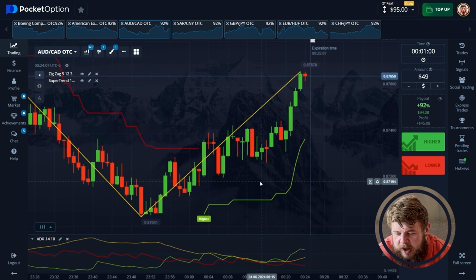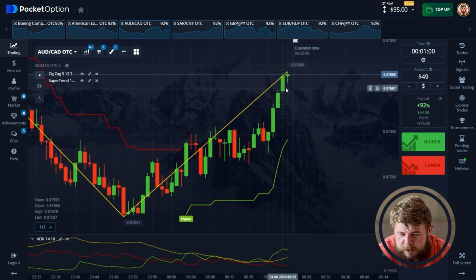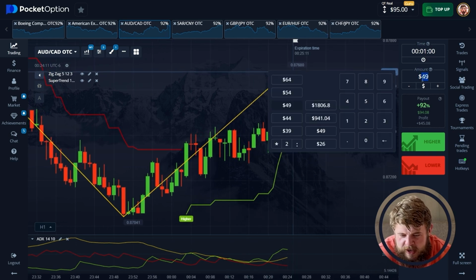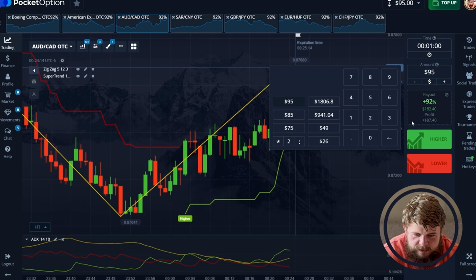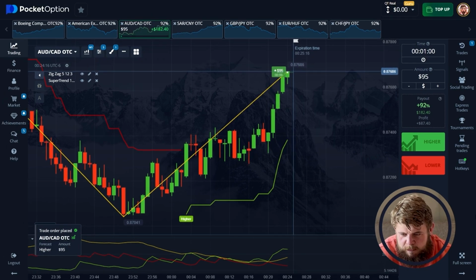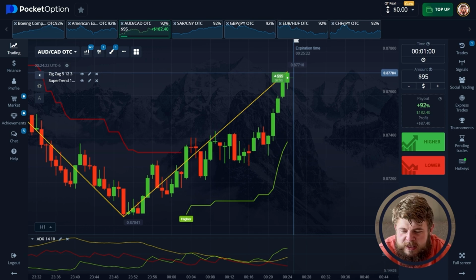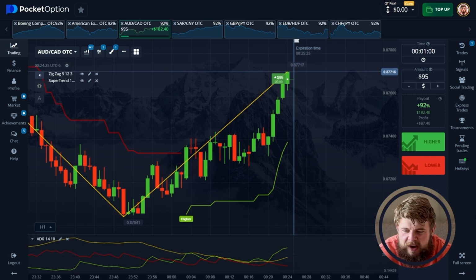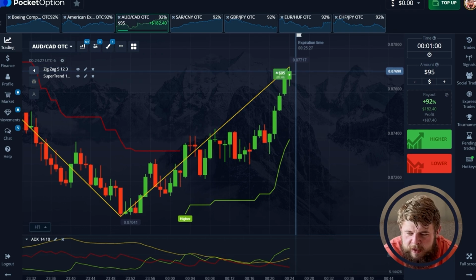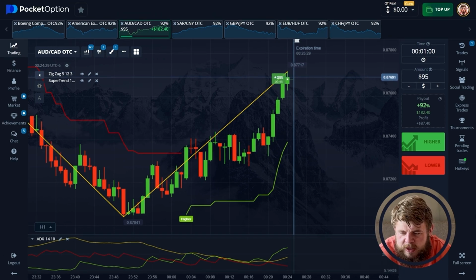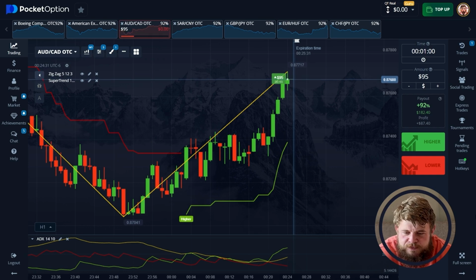According to the super trend, we're in the buy zone. According to the zigzag, we're also in the buy zone. Let's change our investment to $95 and open buy position. By the way, ADX also is giving us confirmation that we're in the buy zone. So 95 bucks are invested. Potential profit from this trade is 182.